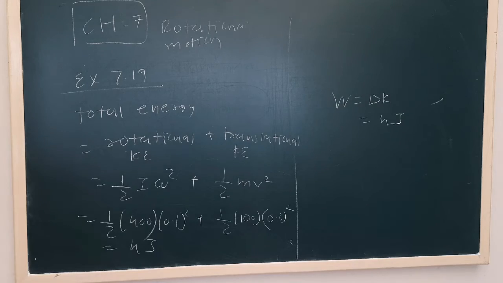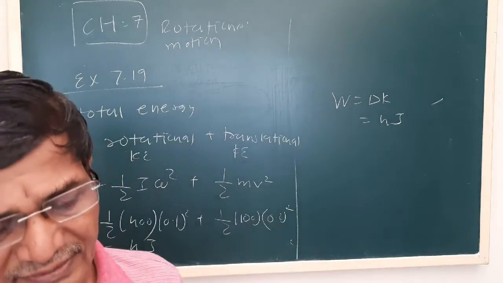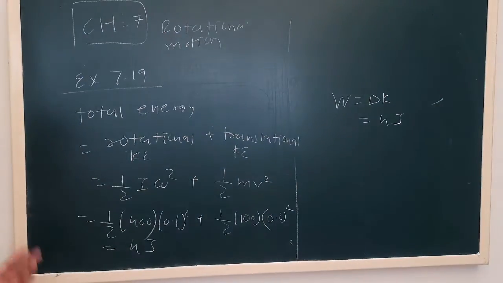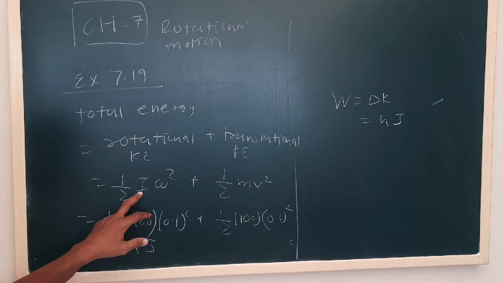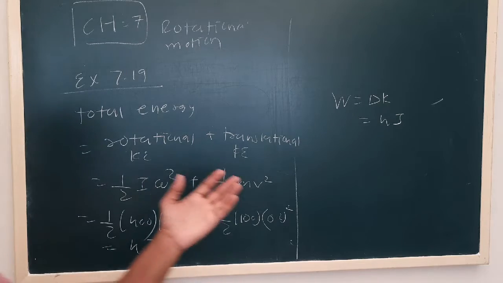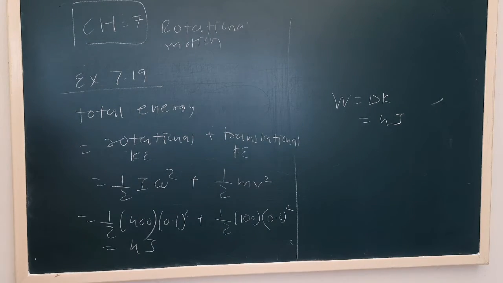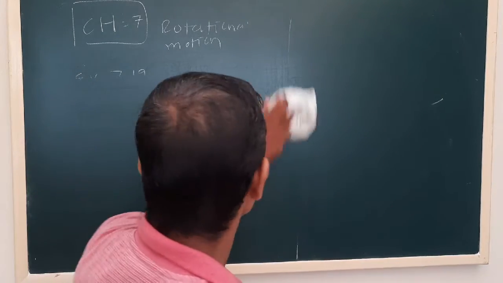See here, mass is given, radius is given, so we have obtained the value of moment of inertia. From the linear velocity we have obtained angular velocity, and finally by using the equation, total energy will be in the form of rotational kinetic energy plus translational kinetic energy. The rotational kinetic energy is 1 by 2 I omega square, translational kinetic energy is 1 by 2 mv square. By the work energy theorem, the work done should be equal to the change in kinetic energy. This is about exercise number 7.19. Now next is exercise number 7.20.